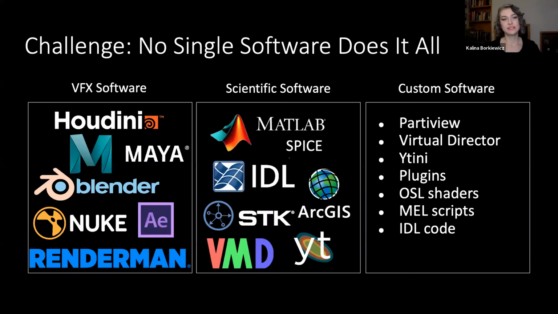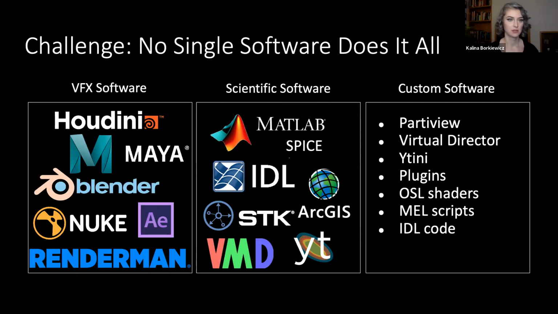Another problem is that there isn't actually existing software for cinematic scientific visualization. There's software for cinema, here referred to as VFX or visual effects software. And then there's software for science, but we are kind of in between those two. So we can use either category of tools to create our visualizations, and each type of tool has its pros and its cons.